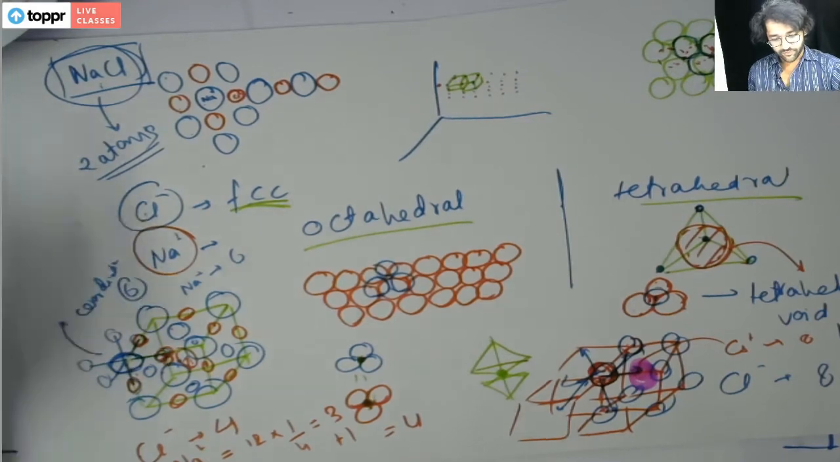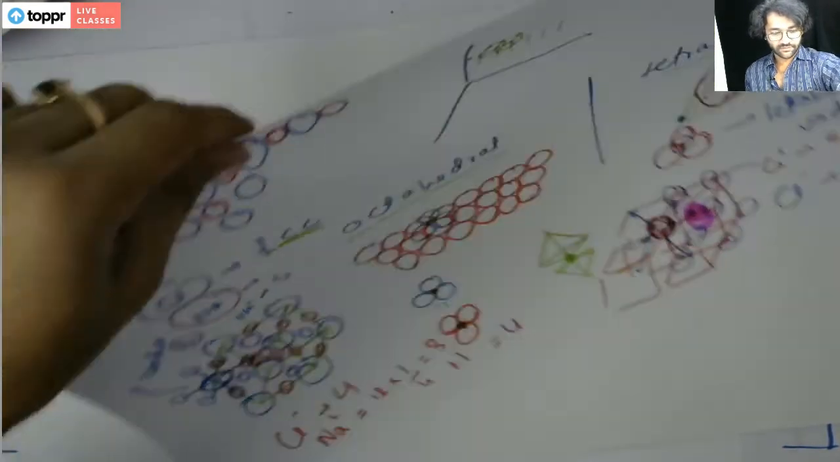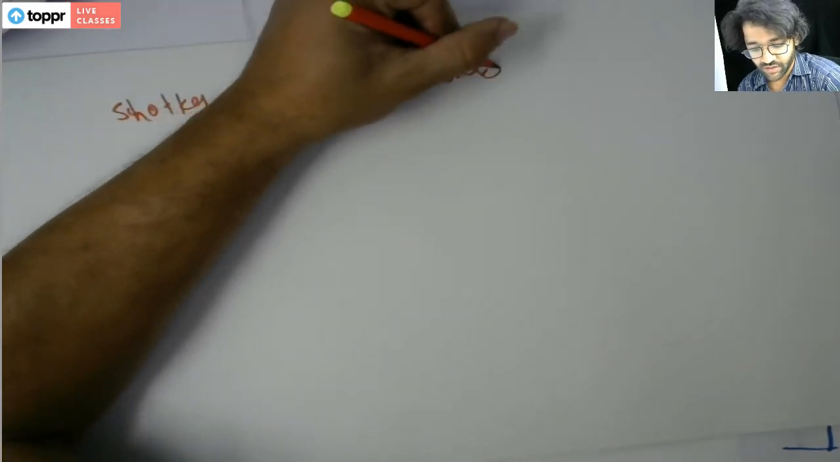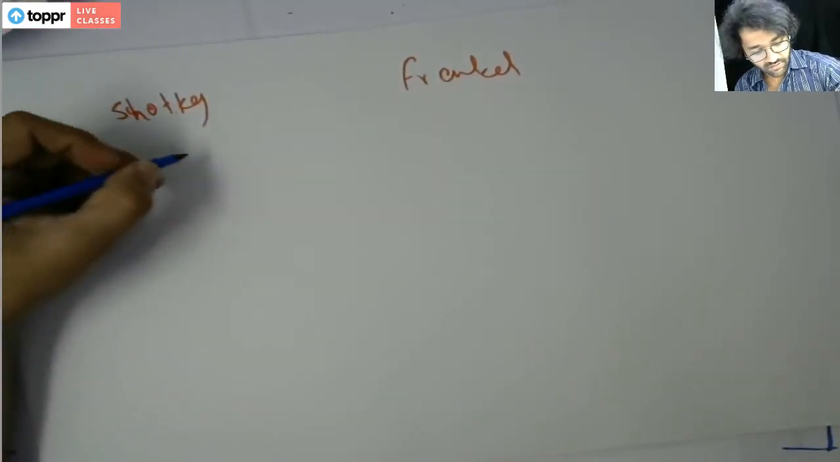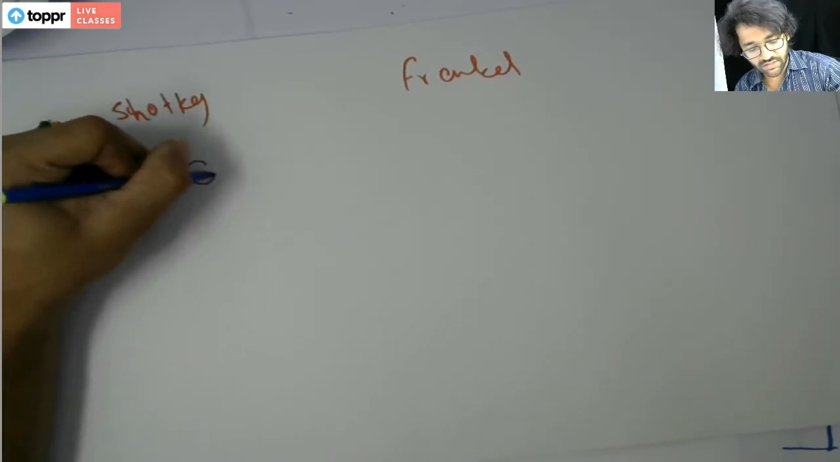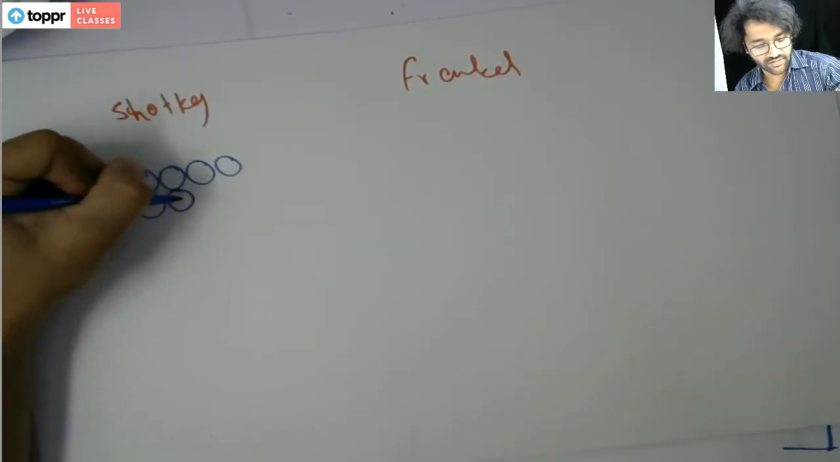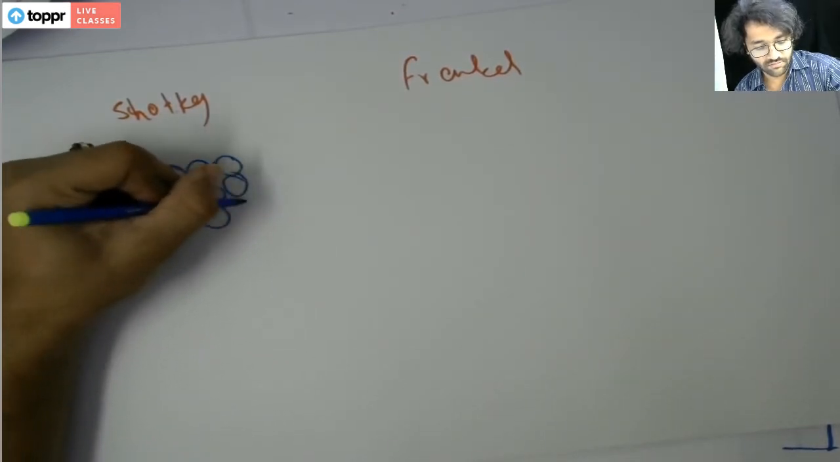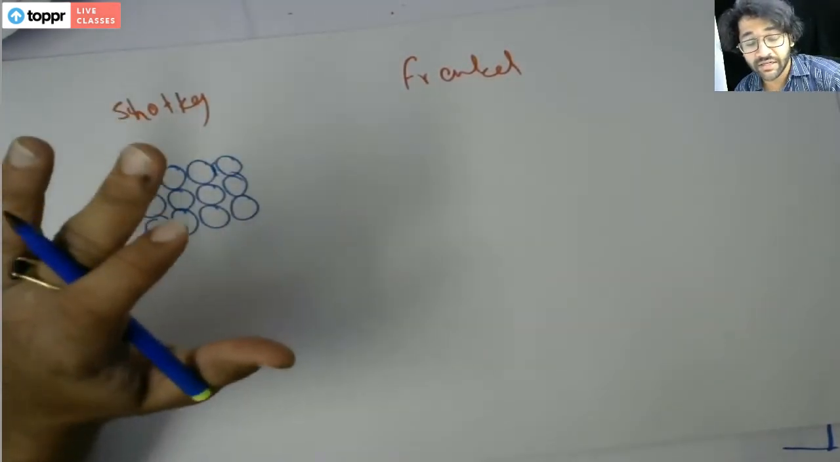Okay. Lastly, let us talk about the defects, the kind of defects that are present. There are two types of defects that you need to remember. One is Schottky and one is Frenkel defect. Now, there is no such thing as a perfect crystal. Kindly remember this. Why?